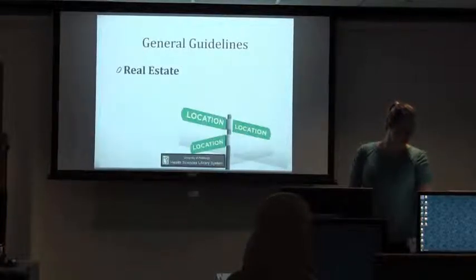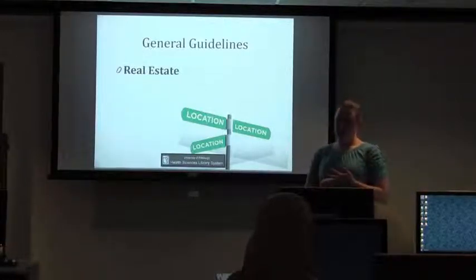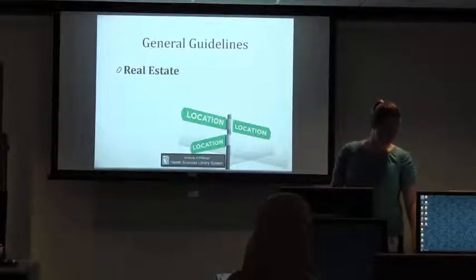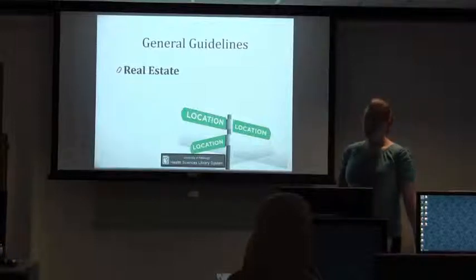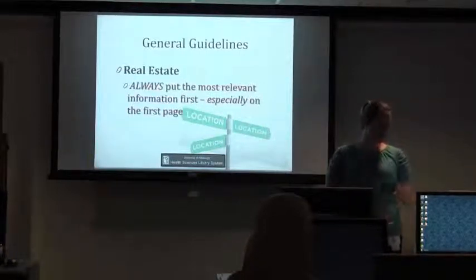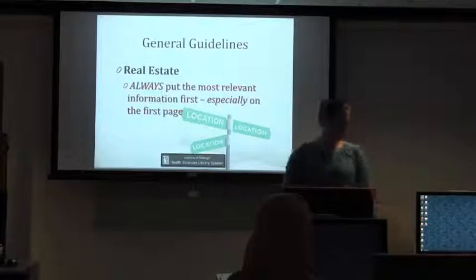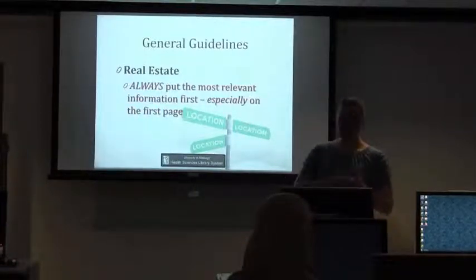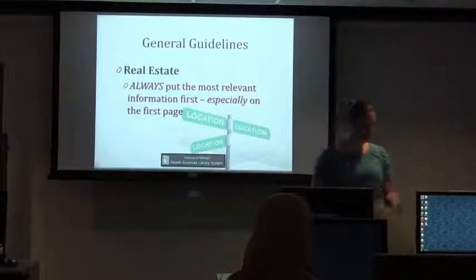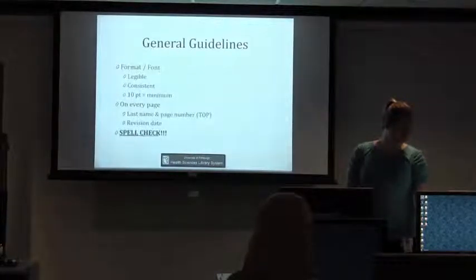So whether you're writing a CV or a resume, the first thing you want to understand is real estate. What I mean by real estate, one of the big concepts in real estate is location, location, location. So with your CV and resume, you always want to put the most relevant information first, especially on the first page, the first line towards the left. You really want to make it stand out. You don't want to hide it in all these words in your CV or resume.